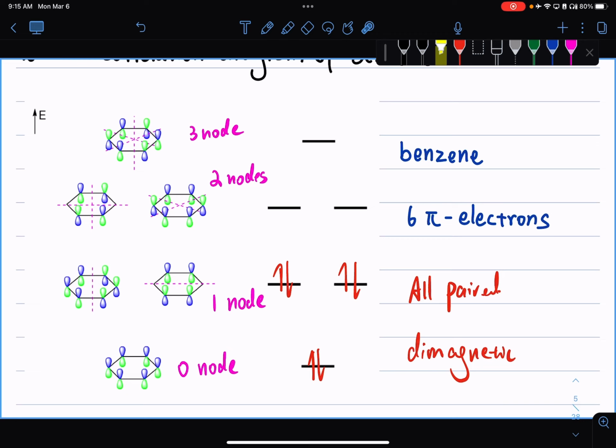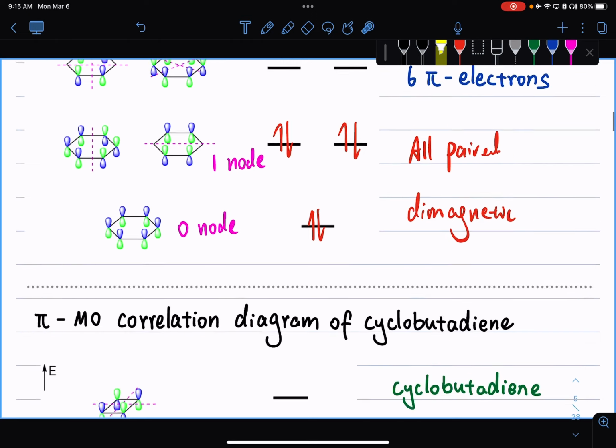It's a stable molecule because, well, for one, all electrons are paired. And for two, we only have 1 node in these HOMO, so it's a relatively low energy pi MO here. So that's benzene. We'll use cyclobutadiene as another example and see how they differ from each other.